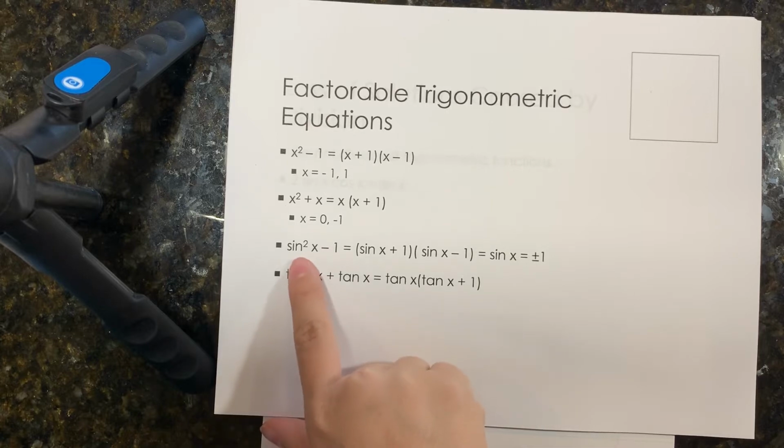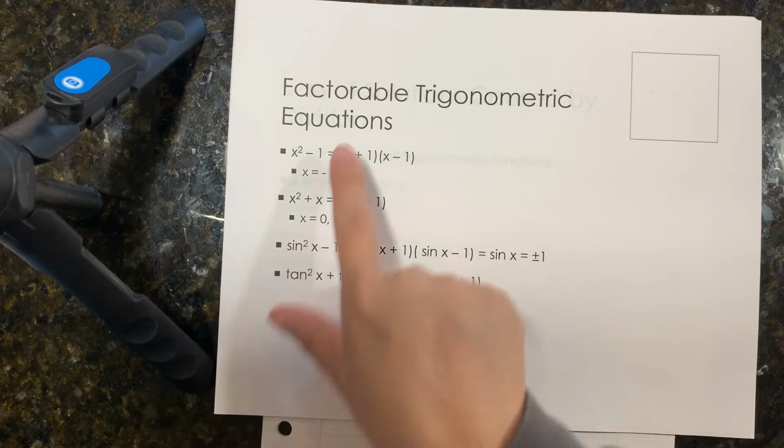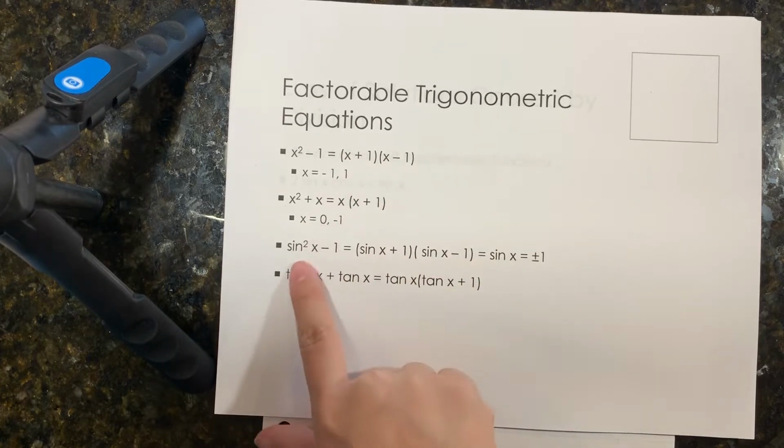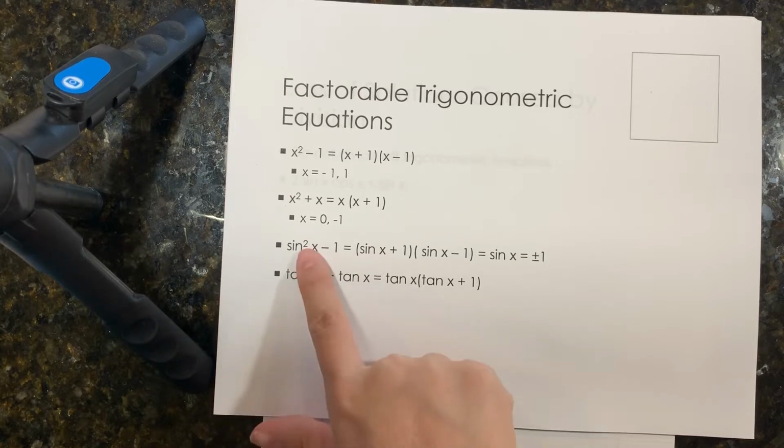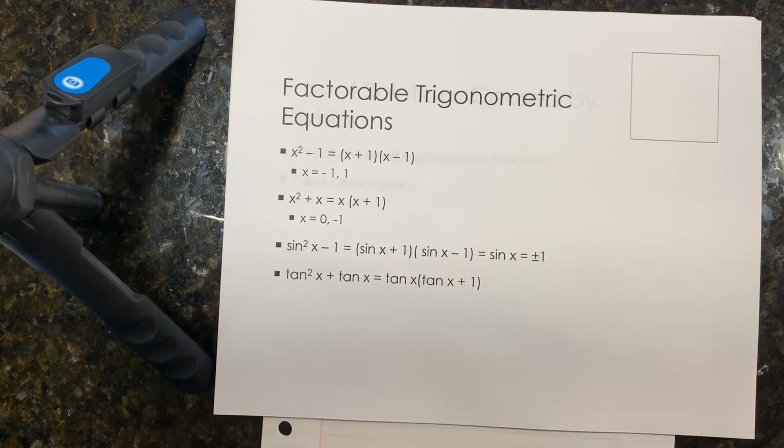So when we see sine squared x minus 1, this is the same thing as x squared minus 1. So instead of x plus 1 and x minus 1, you would take the square root of sine squared x, which would be sine x plus 1 and then sine x minus 1. And then you would set each of those equal to 0 and then solve.